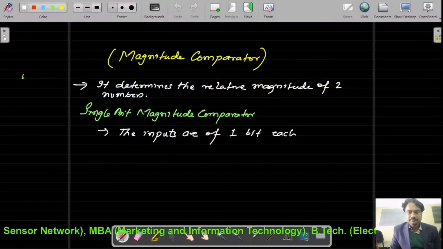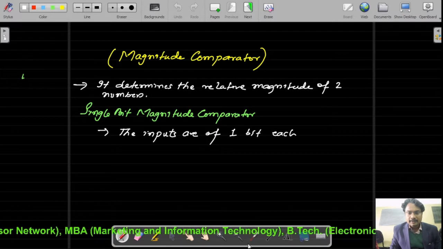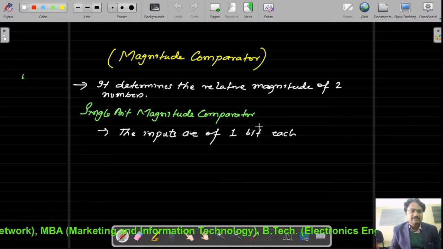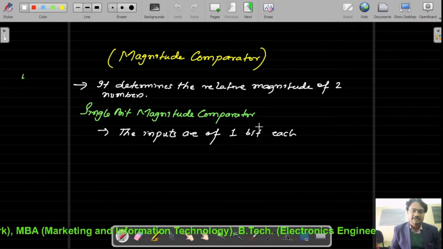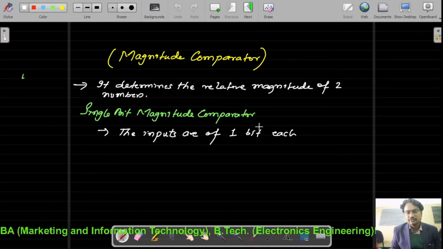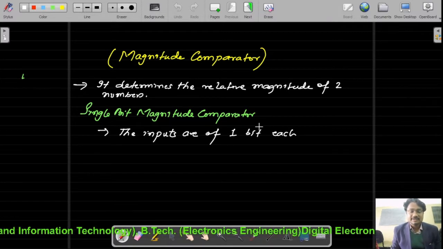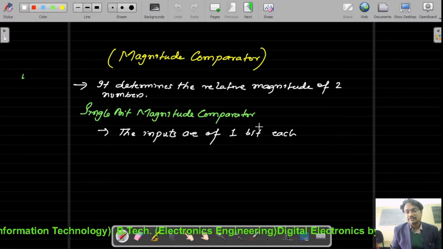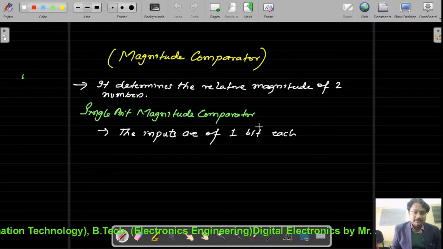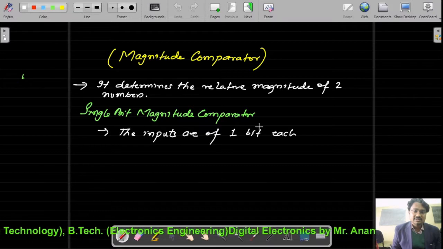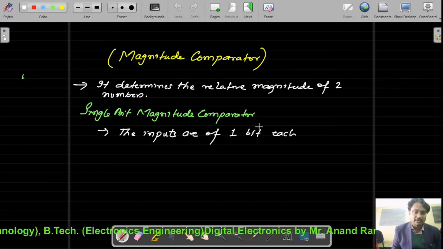In this video, we are going to discuss the magnitude comparator circuit. Magnitude comparators are basically circuits which perform the comparison of two inputs. These two inputs will be either digital numbers, or some signals that need to be converted into digital for the magnitude comparison. So a magnitude comparator determines the relative magnitudes of the two numbers.